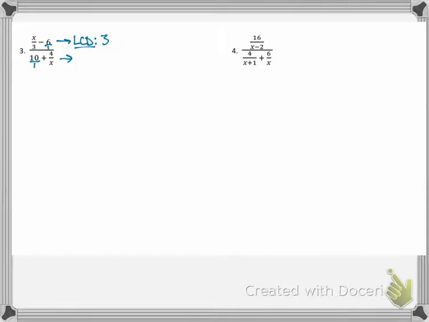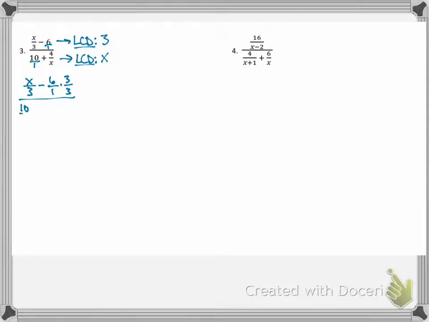I have 10, which is the same as 10 over 1, and 4 over x. Well, again, if I have to compare a denominator of 1 with a denominator of something else, your LCD is whatever that other thing is. In this case, it's x. So, let's go ahead and do the same process here. So, my numerator, first fraction stays alone. Second fraction, I'm going to multiply by 3 over 3.